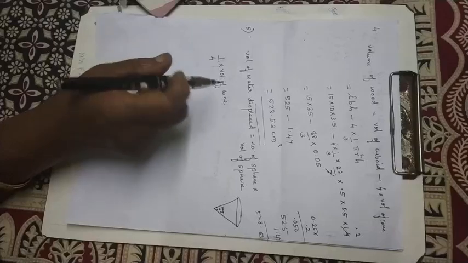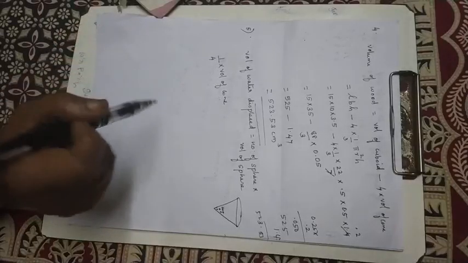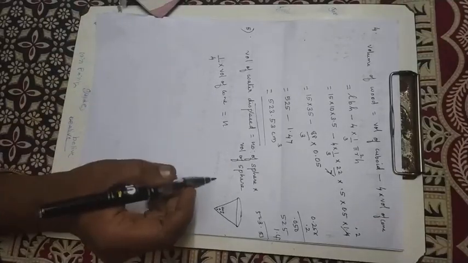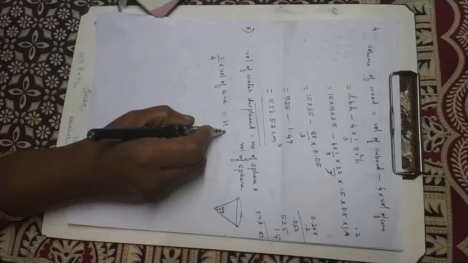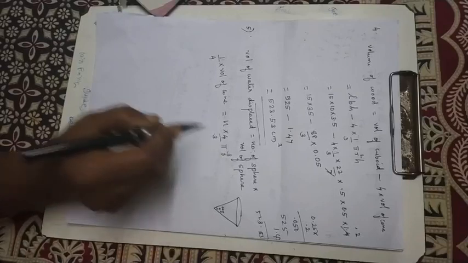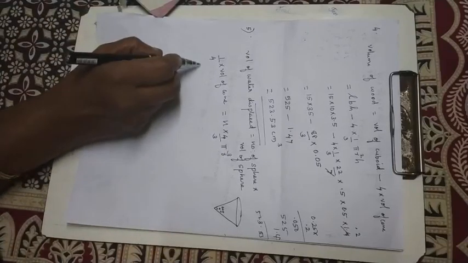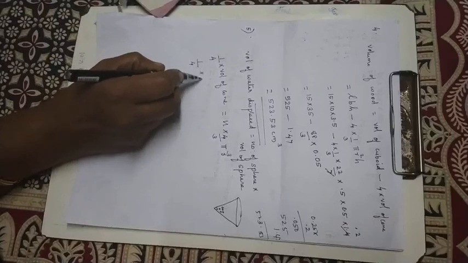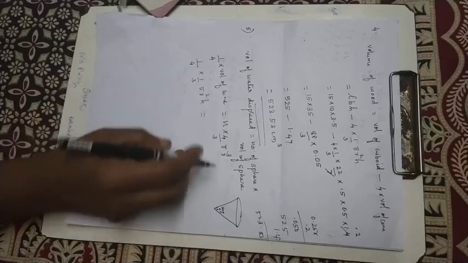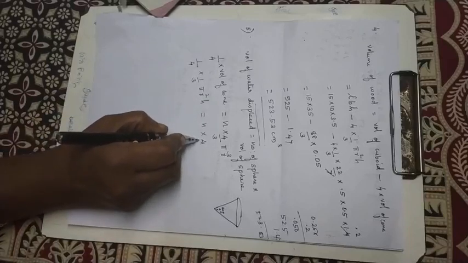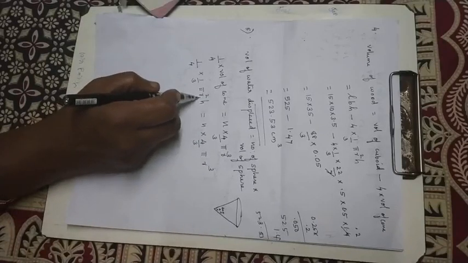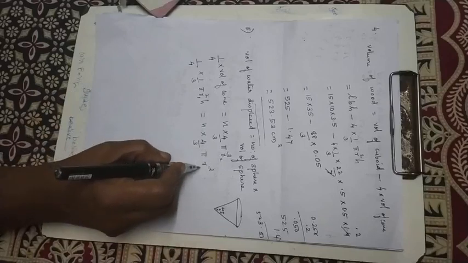How much water is displaced? That is 1/4 of the volume of the cone, and that is equal to the number of spheres. Let us take that as n, and the volume of a sphere is 4/3 pi r cube. So the volume of the cone, 1/3 pi r square h, is equal to n into 4/3 pi r cube, where for this one you can take r1 and for this one r2.